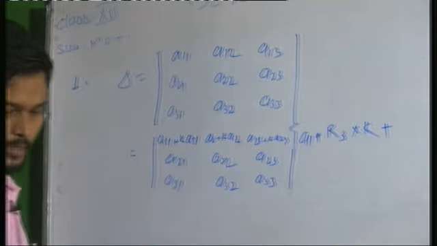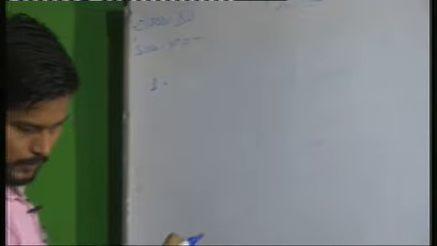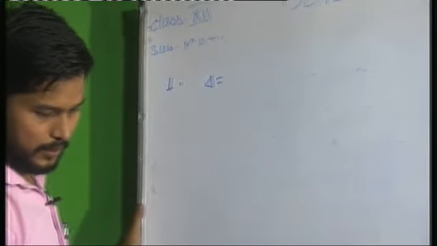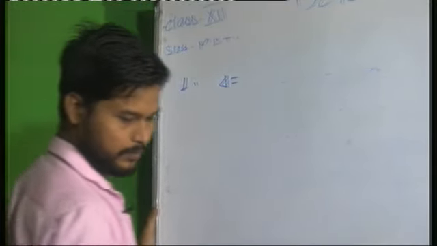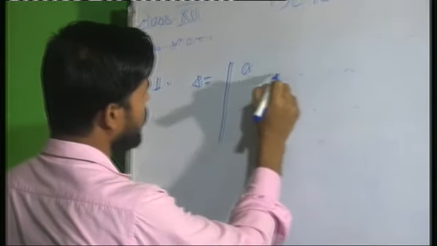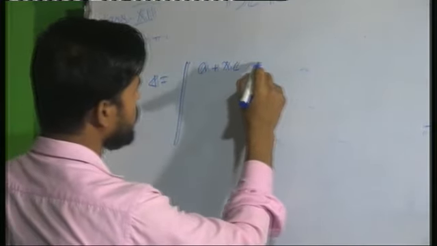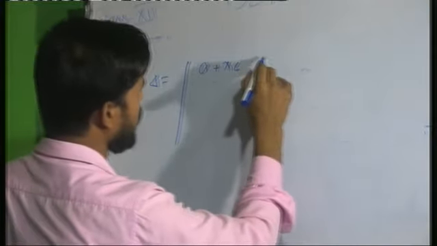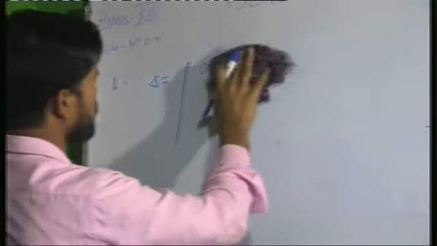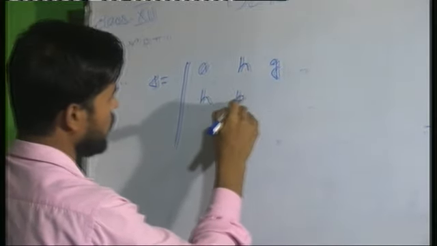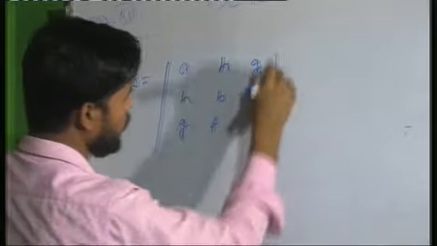I am giving an example. Let us choose a determinant delta which is equal to, suppose, a plus lambda into c, plus b, sorry, one second, a. Suppose this is a determinant.